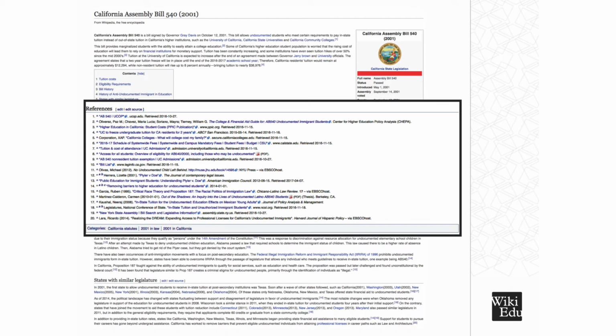California Assembly Bill 540 hadn't been edited since 2014, and this is a bill that allows undocumented students to pay in-state tuition in the state of California, and a student in our program significantly expanded that article, added 20 references, and now if a student wants to learn, does this apply to me? Does it apply to my peers? What does this bill do? Where is the money coming from? What other states have similar legislation? They're able to go to Wikipedia and find that information.